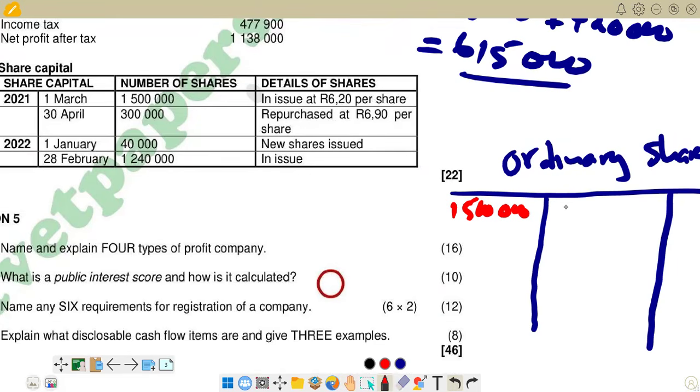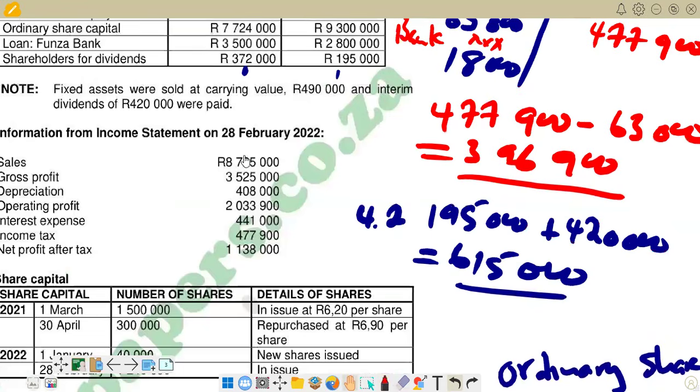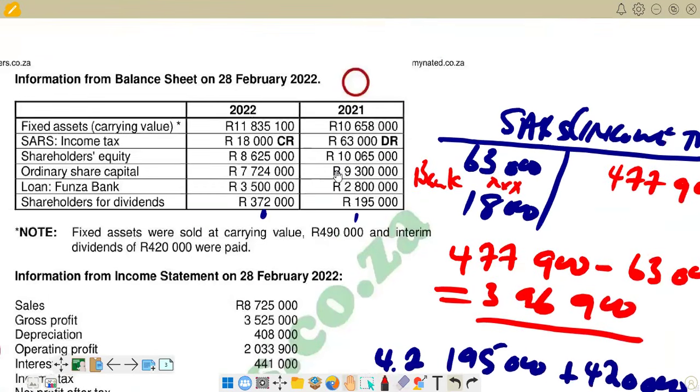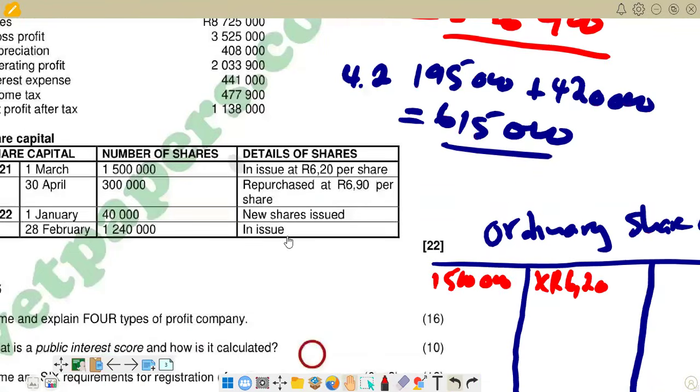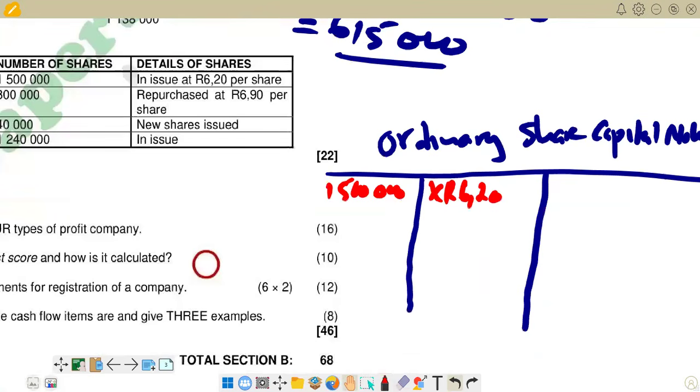So we are going to multiply by 620 cents to get the total value. But this value is also given in the list of balances. You can just take it from there. That is the opening balance of ordinary share capital that you are given, which is 9,300,000. If you multiply the two, you get that figure, 9,300,000. So here we have the value of 9,300,000. Then we move on to the next.